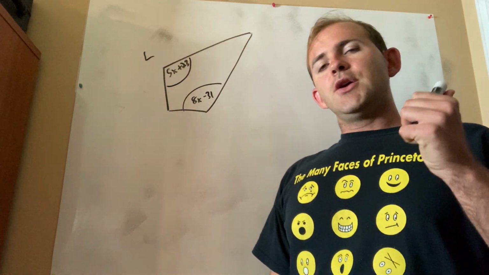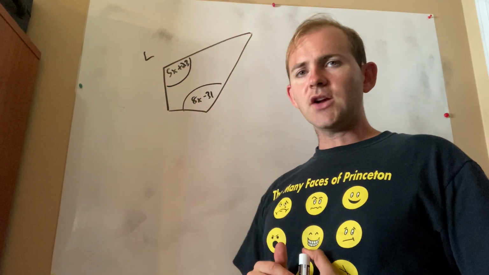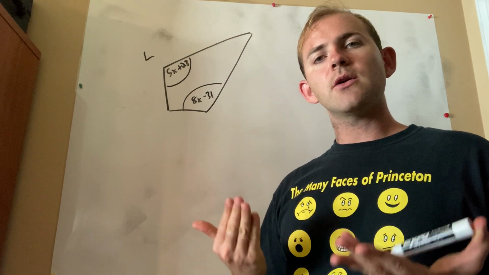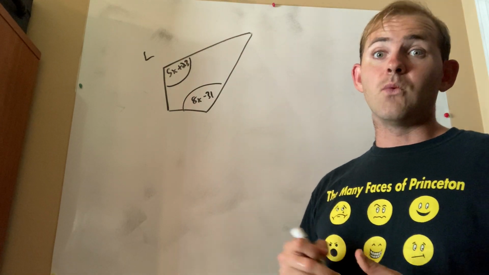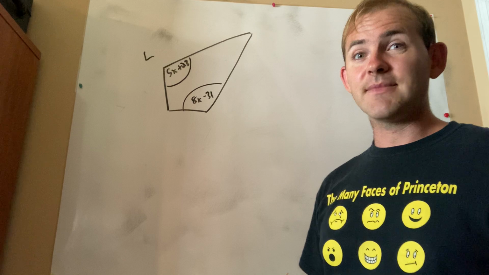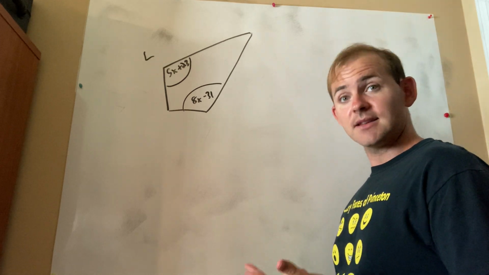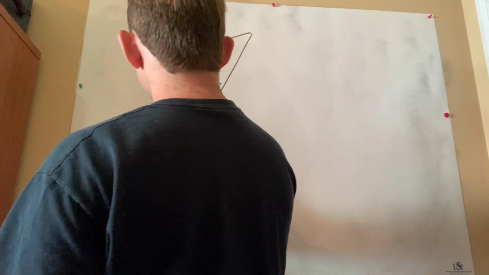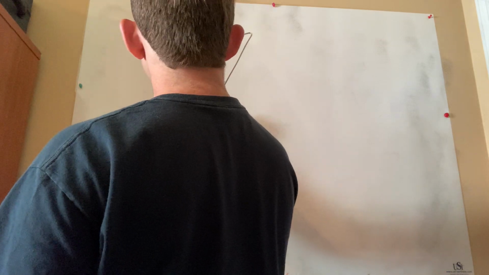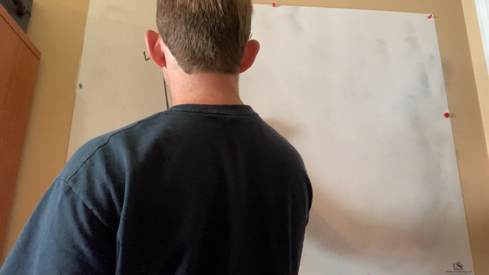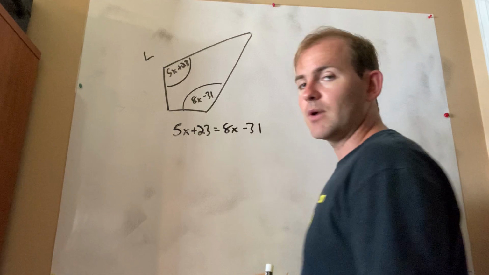So if these two are congruent, what equation do you think I would have to set up? Well, congruent means the same, and the same in Algebra 1 simply means equal. So I would set these two equal to each other. So my equation would be 5x plus 23 equals 8x minus 31.